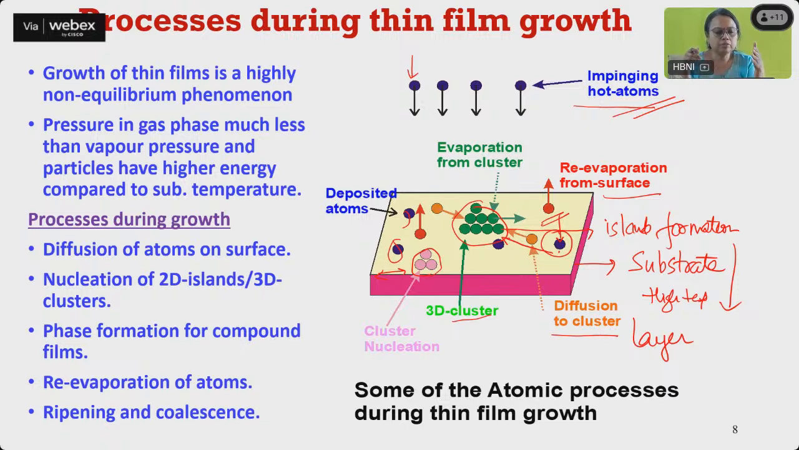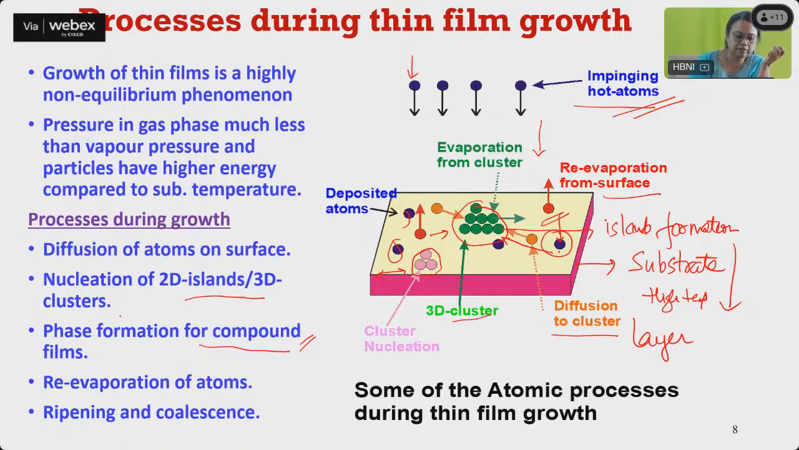So growth of thin film is a highly non-equilibrium phenomenon, and pressure in the gas phase is much less than vapor pressure, and particles have high energy compared to the substrate temperature. So whatever is coming and sitting here has very high energy. Now, processes during growth are diffusion of atoms on the surface, like this is going and sitting here, nucleation of a 2D island or a 3D cluster, and phase formation for compound films. If you are evaporating two different materials together for compound formation, there will be a phase formation.